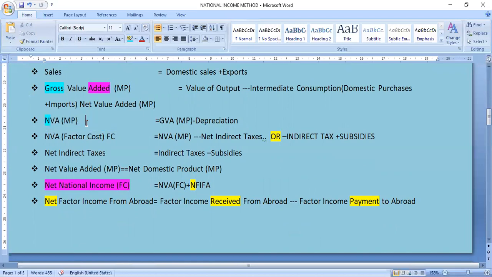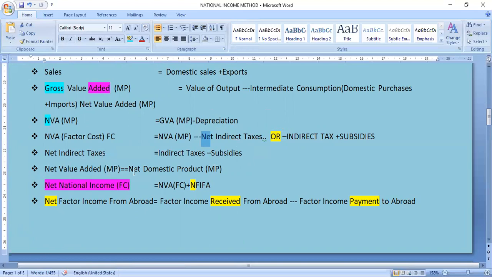We know very well what the difference between MP and FC is. For information, FC is factor cost and MP is market price. Net value added at market price minus net indirect tax gives value at factor cost. How to calculate net indirect tax? If you add indirect tax and minus subsidies on the goods given by the government. One way is tax, then the government also gives subsidies, which we minus. This is net indirect tax.